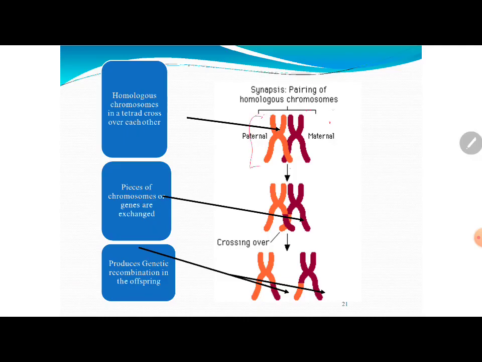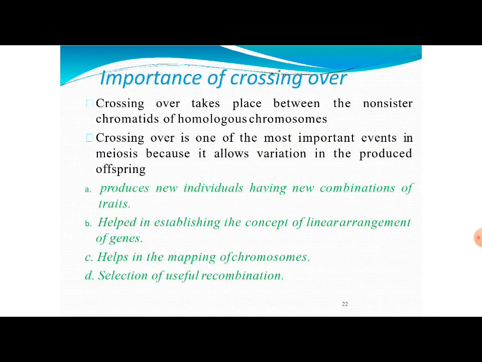The orange one is the paternal, the red one is the maternal, and when crossing over takes place, terminalization takes place. So the homologous chromosomes in a tetrad cross over each other. Pieces of chromosome or genes are exchanged. So it produces genetic recombination in the offspring. That's why usually the progeny or the next generation has characteristics of both the mother as well as the father. What is the importance of crossing over? Crossing over takes place between the non-sister chromatids of homologous chromosomes.